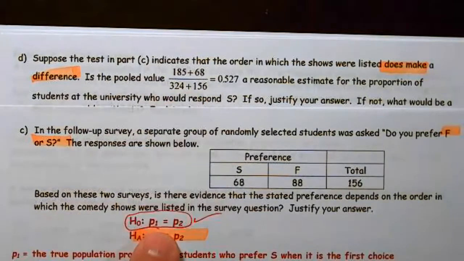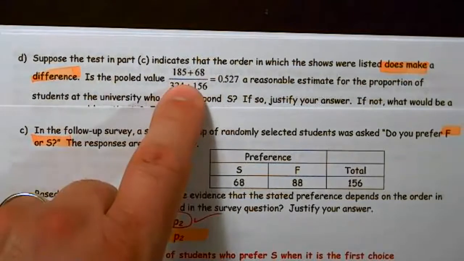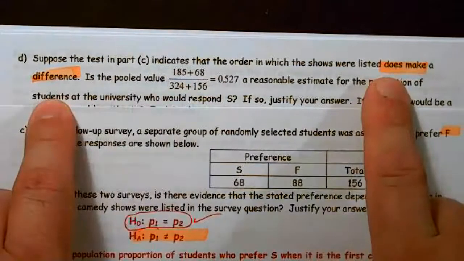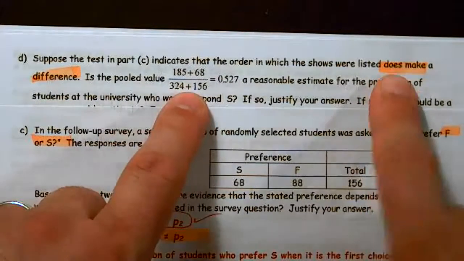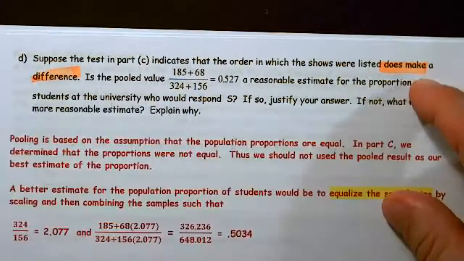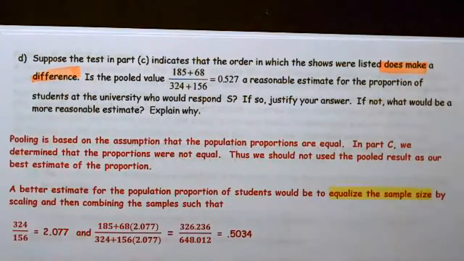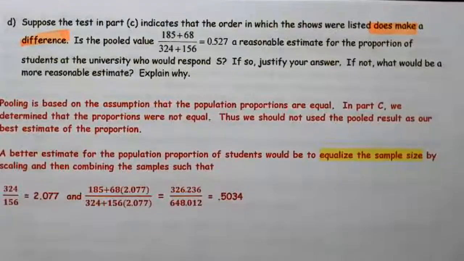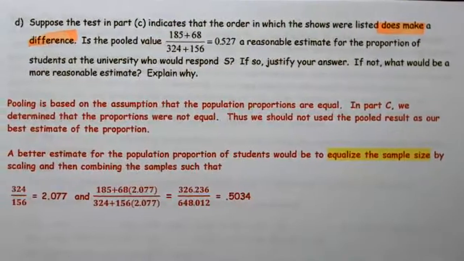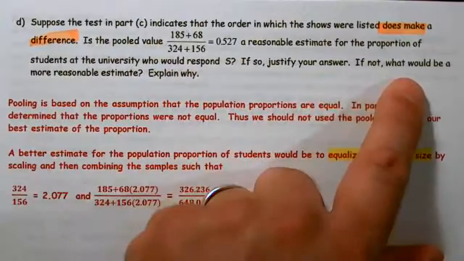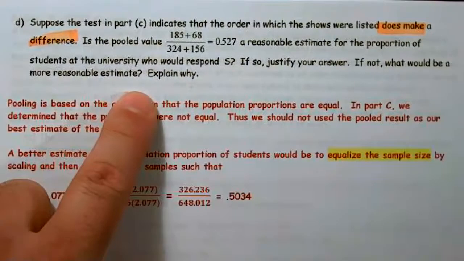As long as we believed this, it was a good estimate. So we ran the test correctly. We did everything right in part C. But now that we know that there is a difference, that order does matter, this is no longer a good estimate. So they ask us to justify that answer. So if I'm going to do that part, and then in the next part it says, if not, what would be a more reasonable estimate?